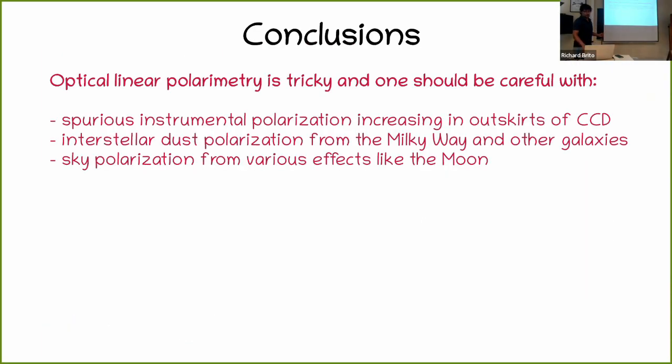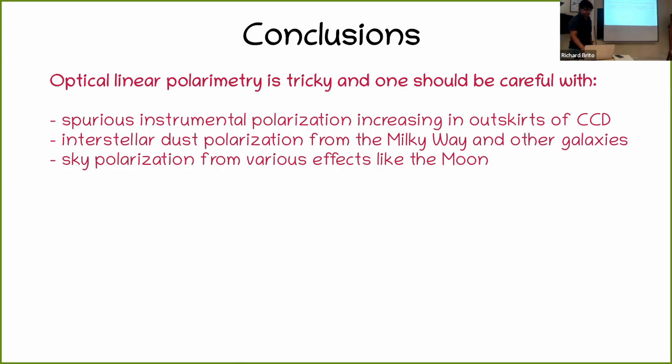So I'm going to conclude. I think I've shown you that optical linear polarimetry, I hope I've shown you, is tricky. There's a lot of contamination that you should be aware of and consider and correct, or have upper limits. Those are the instrumental polarization, which generates polarization at the outskirts of your CCD and depends on the instrument. Then you also have the interstellar polarization from dust, both from your Milky Way and from the host galaxy that you're observing, and you need to take that into account. And then you also have sky polarization, which can come from the moon, and you should also correct for that.